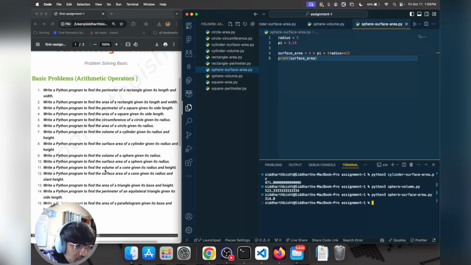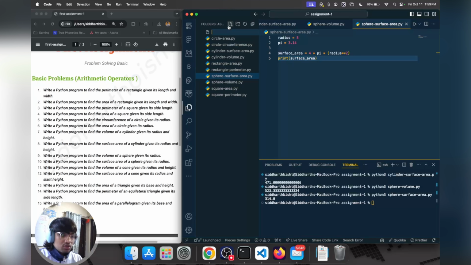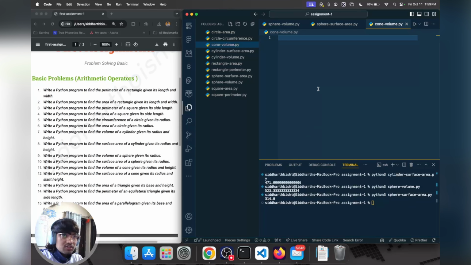Write a Python program to find the volume of a cone given its radius and height. So volume of cone. So cone volume.py, simple, and it is 1 by 3 pi r square h, given its height as well as its radius. So let's take height as 10, radius of it as, let's say, 3, and then we have to find what? Its volume. Volume is 1 by 3.